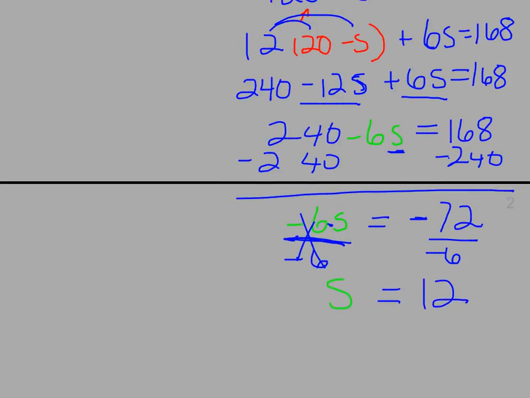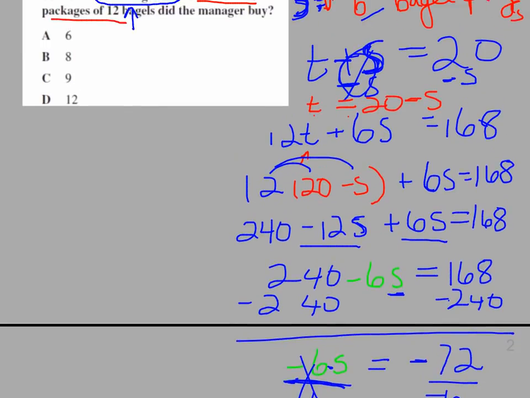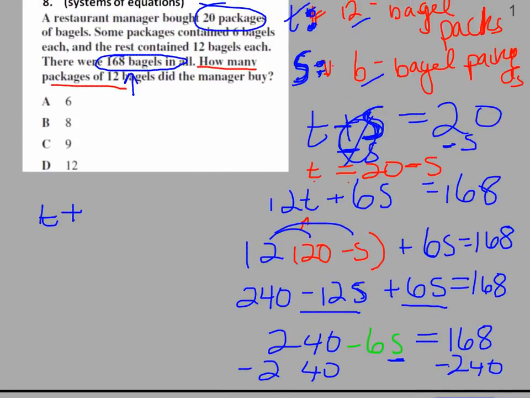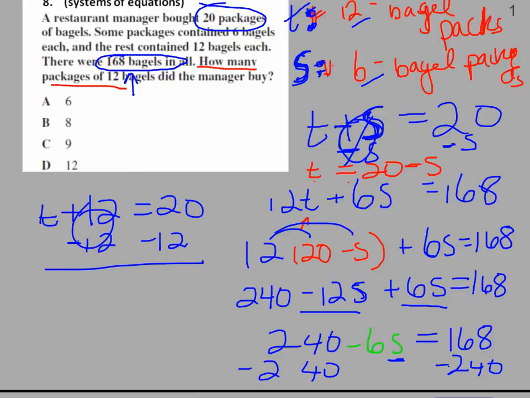Alright, so we can go back to the original problem and ask, what did we say S was? That's how many 6 bagel packages there are. Well, we know there were a total of 20 packages, so we can say T plus 12 equals 20, since we just figured out that S was 12. If you subtract 12 from both sides, or you could just think about it, T must be 8. There has to have been 8 packages of 12 bagels.